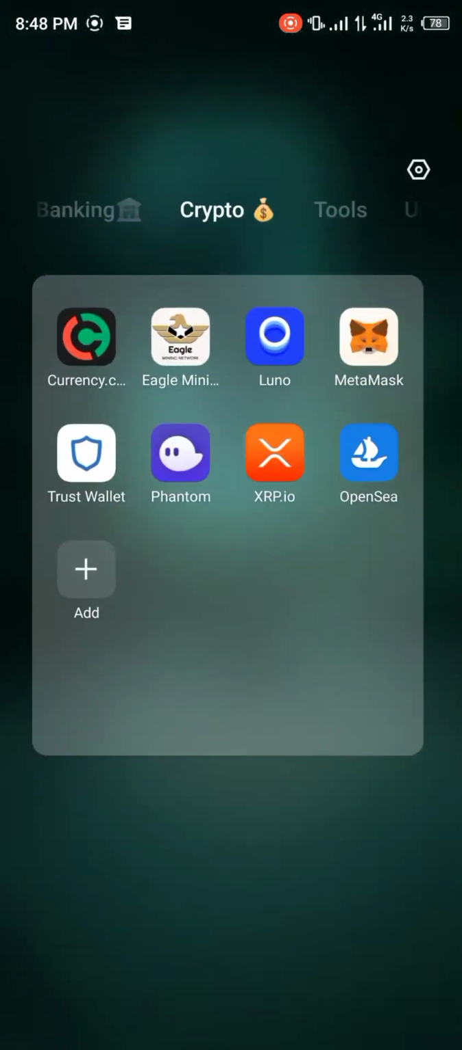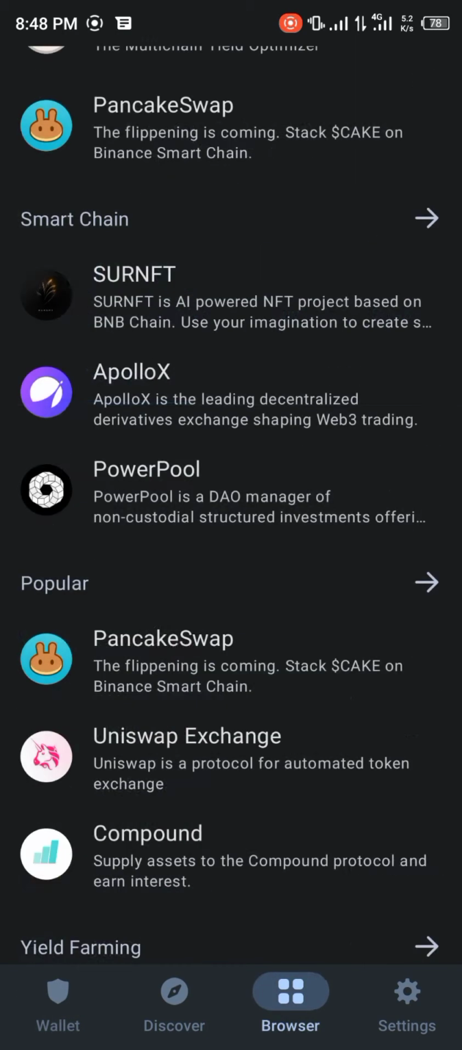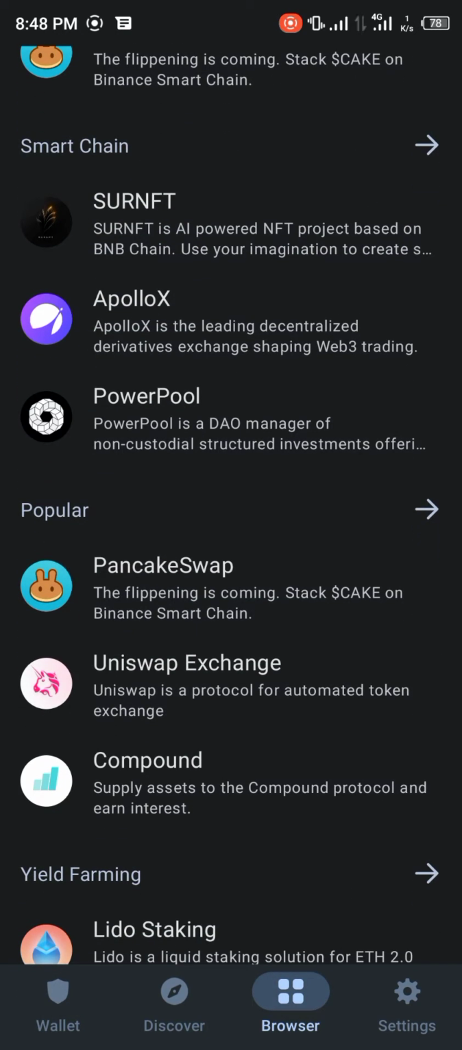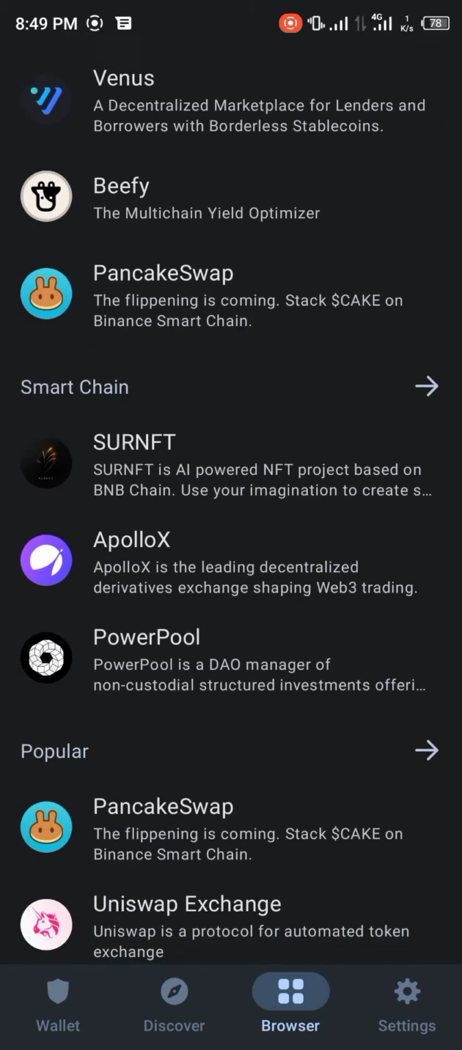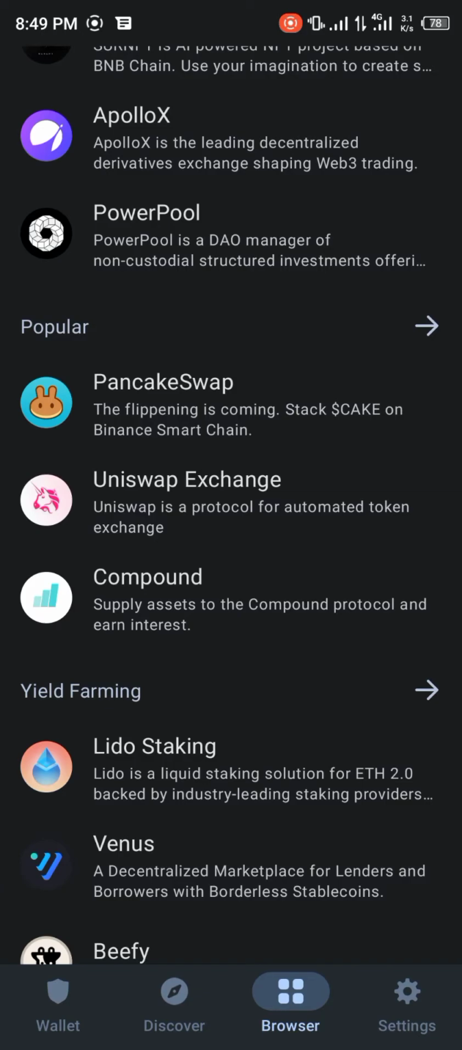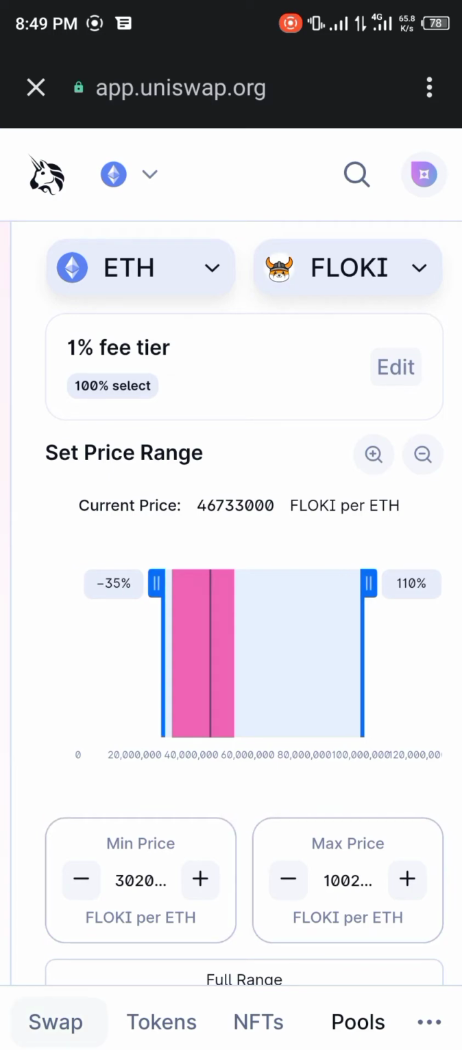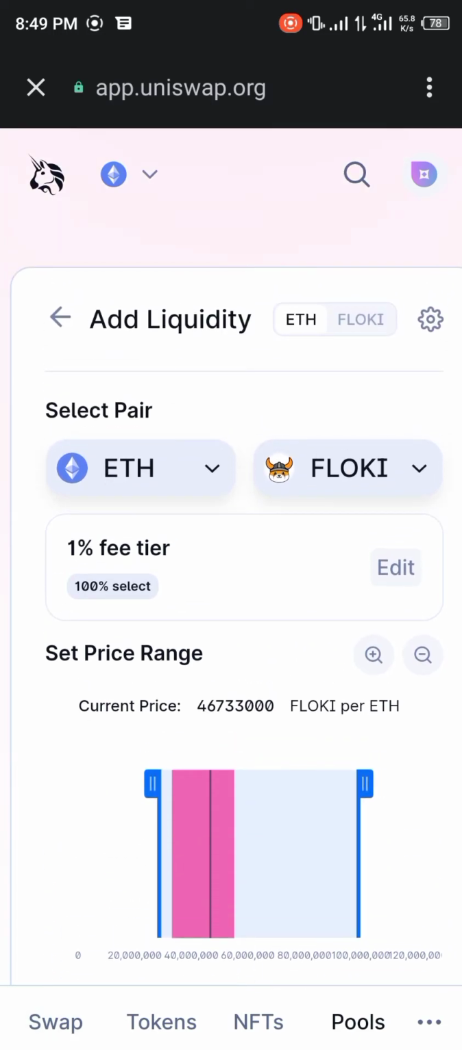So once you minimize and open up your Trust Wallet, which is the wallet we're going to be using, you head over to your browser section where we have PancakeSwap and the Uniswap exchange. These are both decentralized exchange platforms. Seeing as we copied its Ethereum address, we're going to be using Uniswap. Uniswap is much easier to make use of, seeing as the liquidity percentage is a bit higher on Uniswap than PancakeSwap.